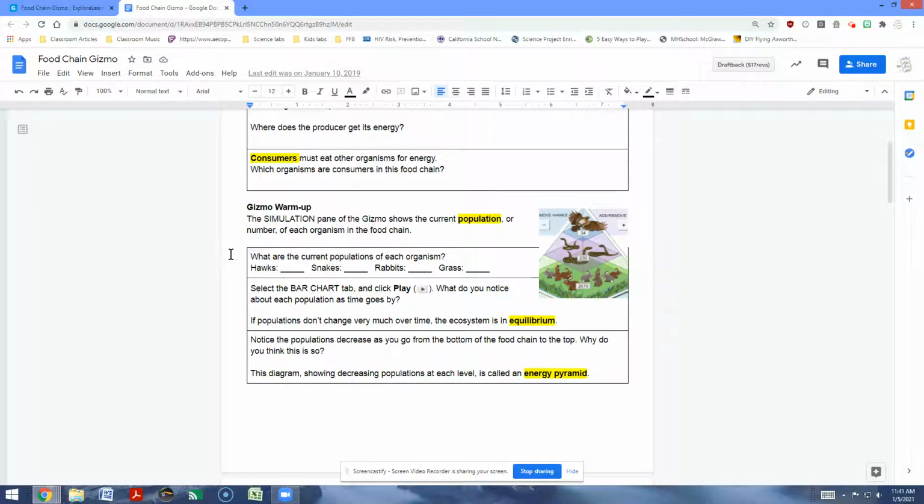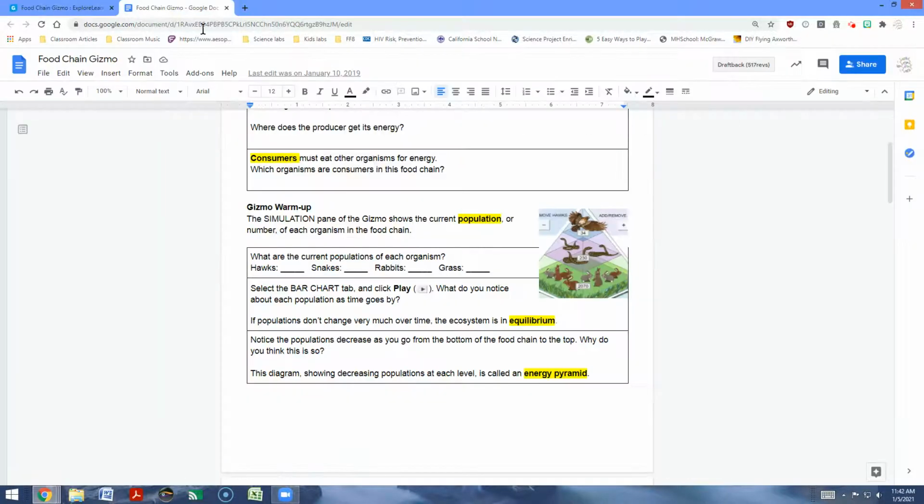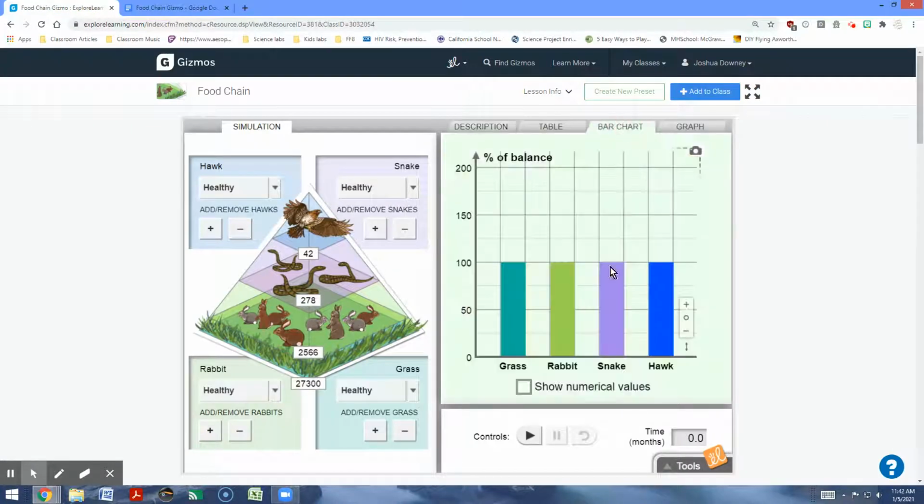Now, the warm-up is asking us to look at current populations. So go through and look at our gizmo. Here it is. Current population of hawks, 42. Current population of snakes, 278. Current population of rabbits, 2,566. And current population for grass, 27,300. Go ahead and record those numbers there. Now, it's asking us to look at the bar chart, click play, and see what we notice. So we'll click our bar chart, hit play, and we can let it go for a year.